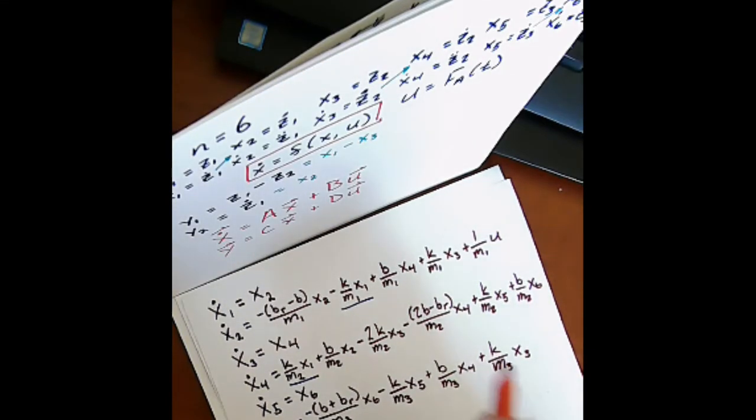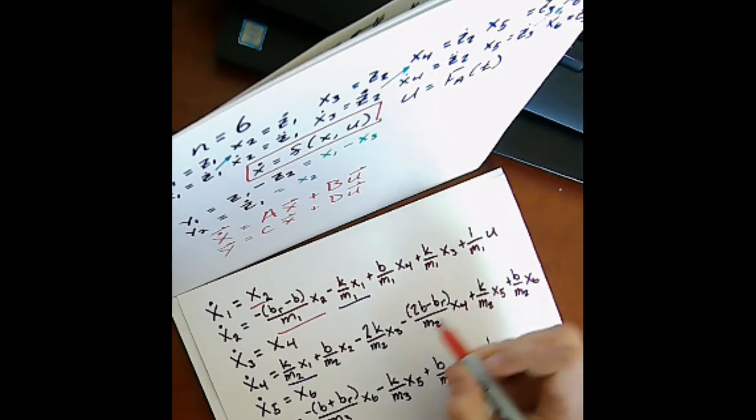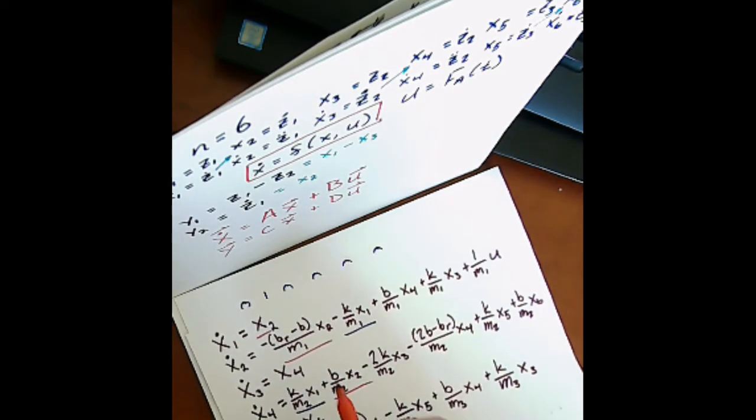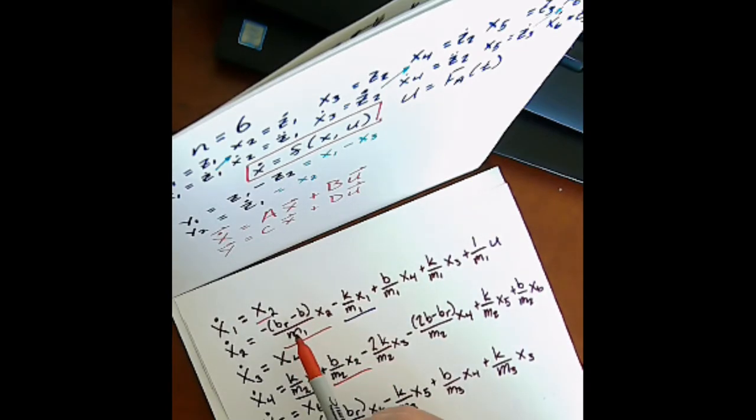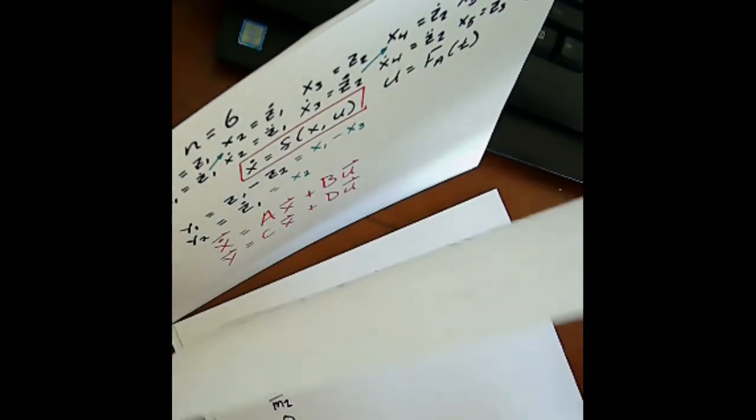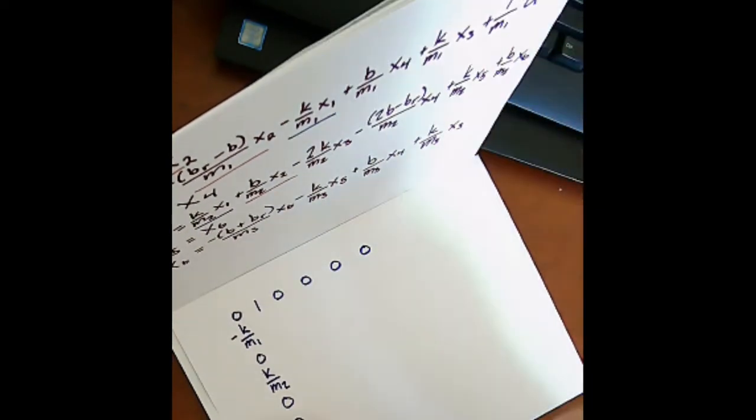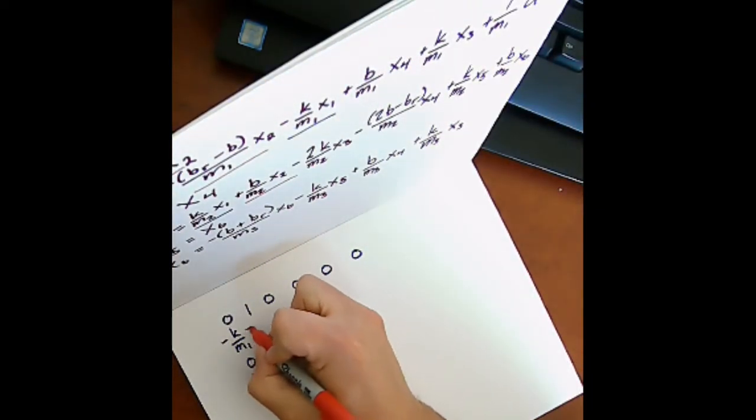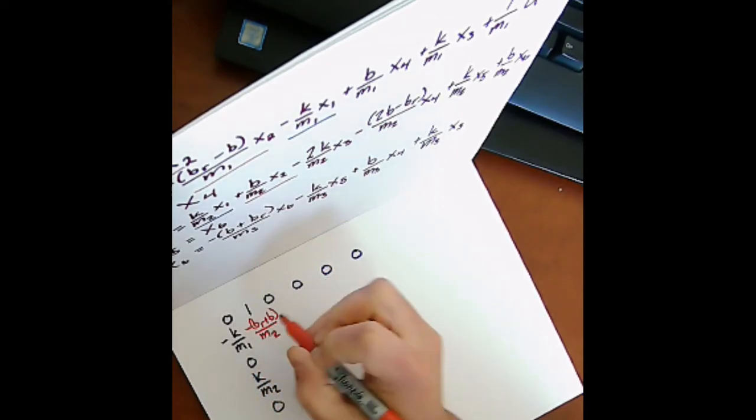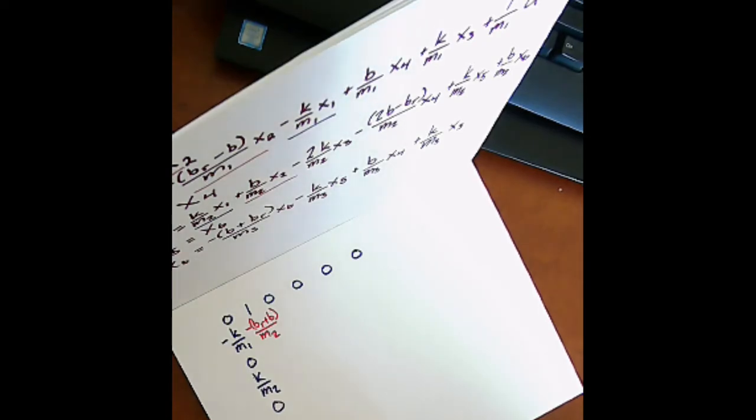So let's grab my x2s. Here, there's a 0 there, here 0, 0. So it should be 1, negative b over m1, 0, b over m2, 0, 0. And I apologize that these aren't going to line up perfectly, but that's how the cookie crumbles, guys.